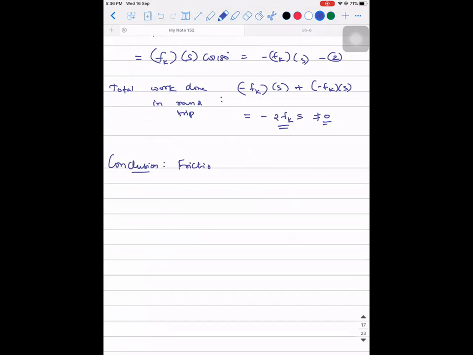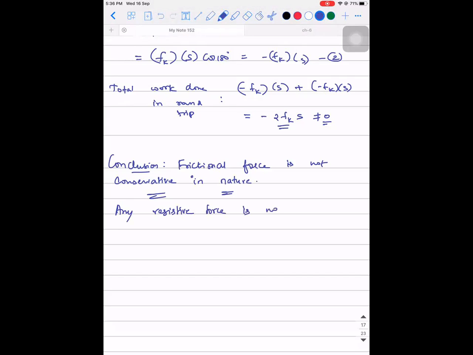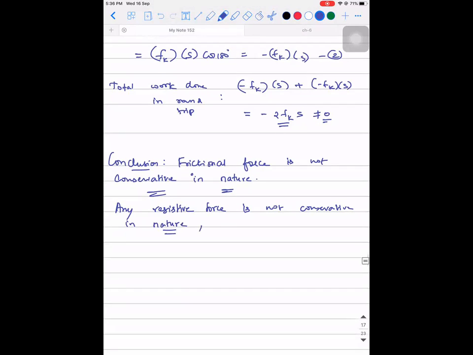So frictional force is not conservative in nature. For that matter, any resistive force is not conservative in nature. The reason being, what is the reason? Because the work done by any resistive force in a round trip will not be equal to 0.